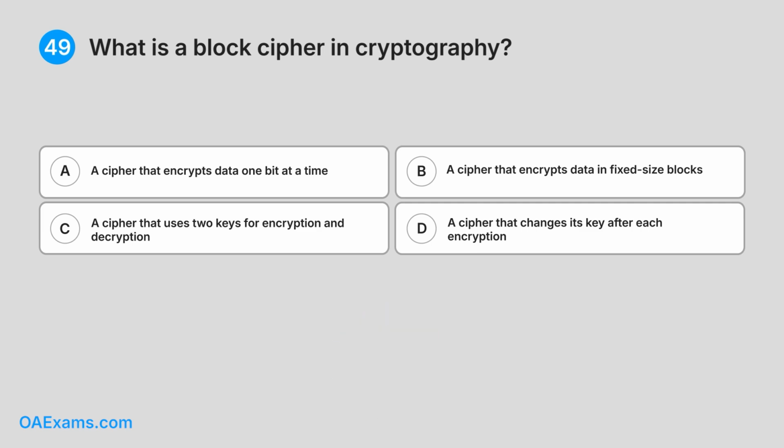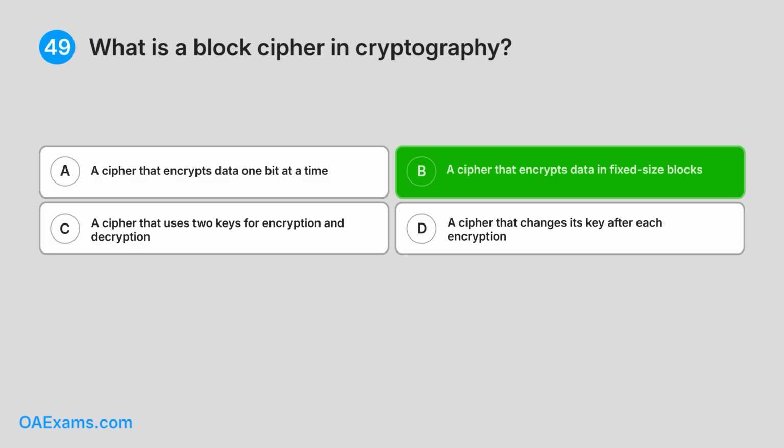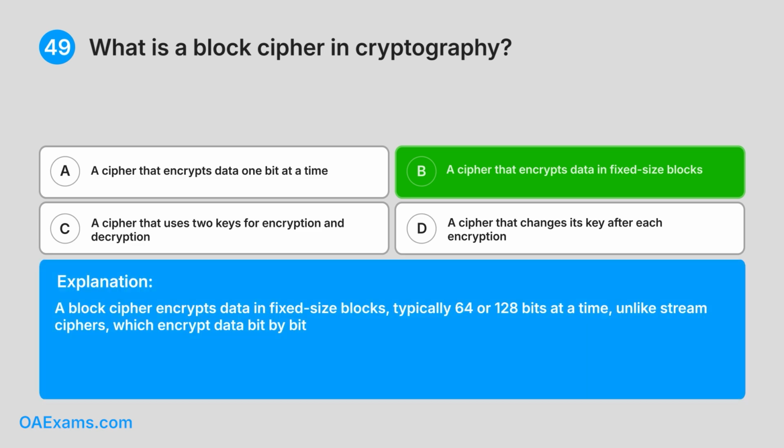Correct answer. B. A cipher that encrypts data in fixed-size blocks. Explanation. A block cipher encrypts data in fixed-size blocks, typically 64 or 128 bits at a time, unlike stream ciphers, which encrypt data bit by bit.